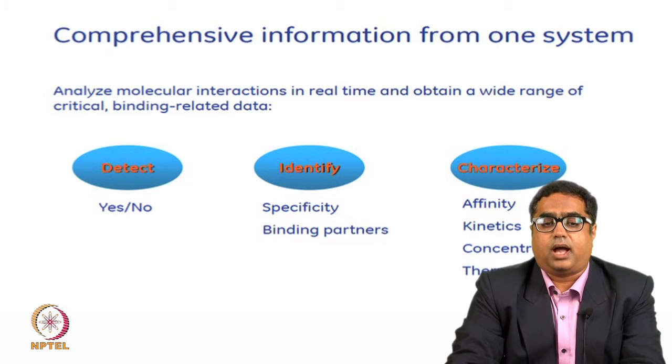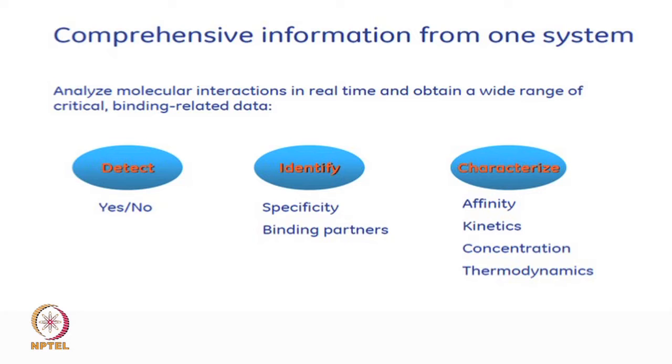binding, identify the binding partners, identify the specific binding, and characterize the binding by different events like affinity, which is how tight or how weak the binding is, kinetics, how fast or how slow the binding is, concentration, which is how much of our analyte is bound to the ligand, and thermodynamics, how kinetics change as a function of temperature. So, these are the different comprehensive information that is generated from Biacore experiments.